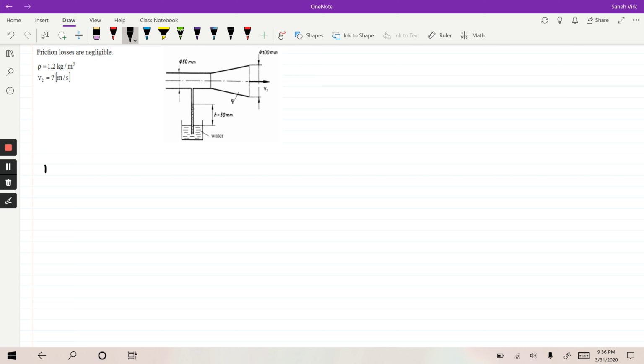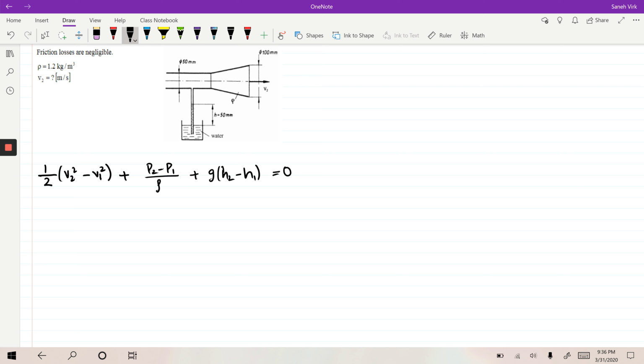1/2 (V2 squared minus V1 squared) plus (P2 minus P1) over rho plus G times (H2 minus H1) equal 0. So this is our basic Bernoulli equation.